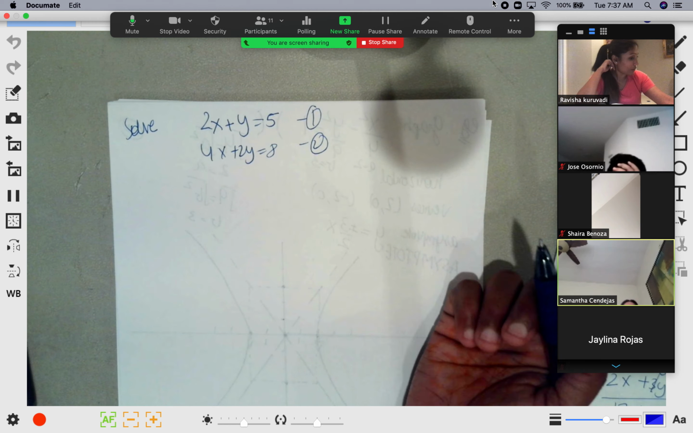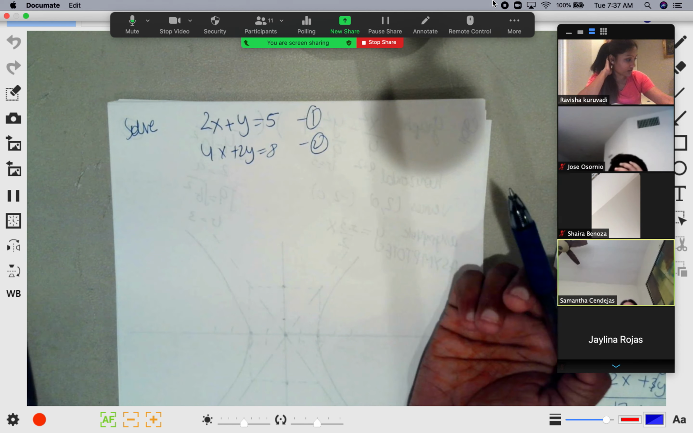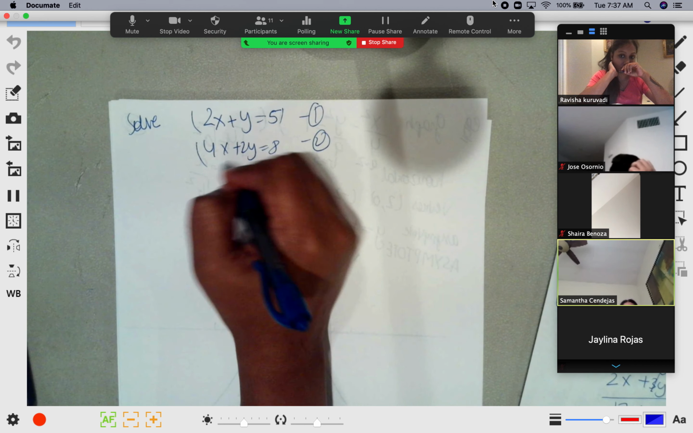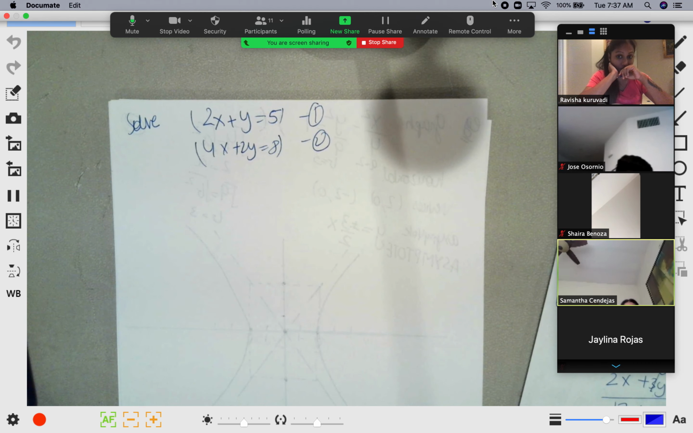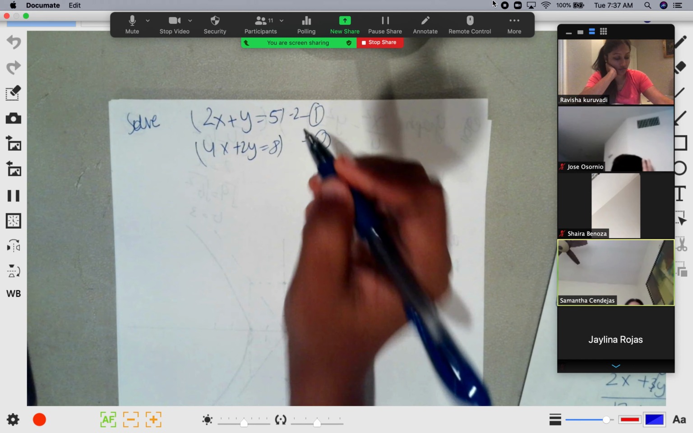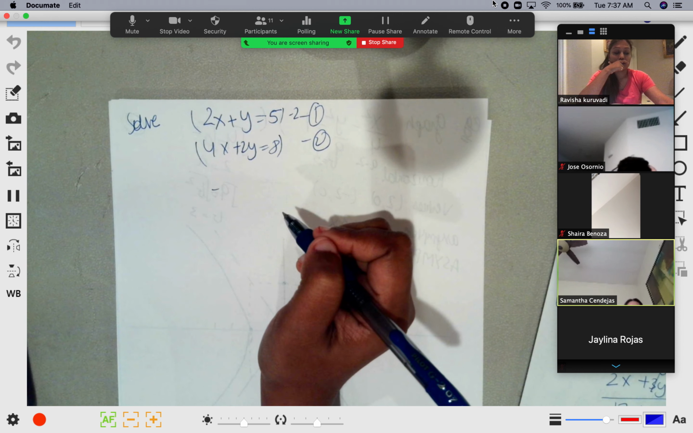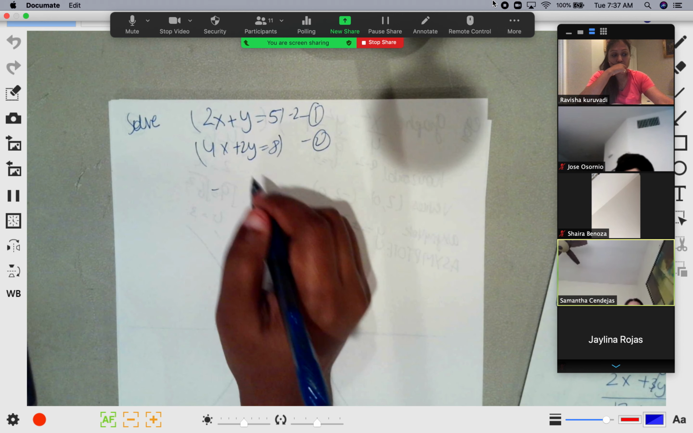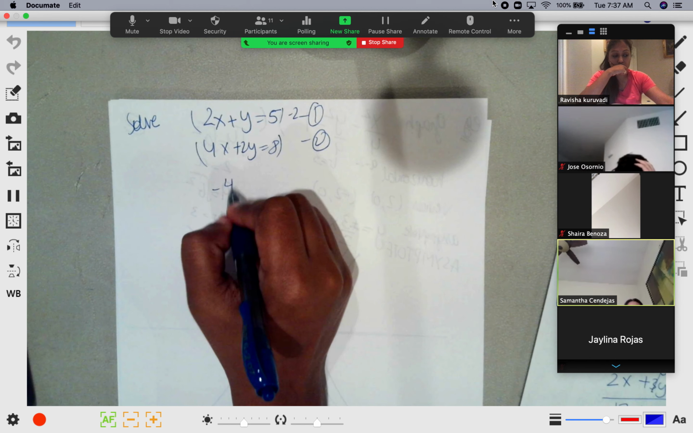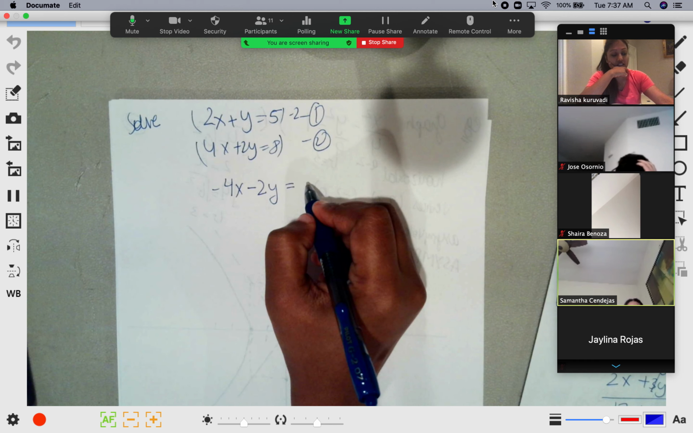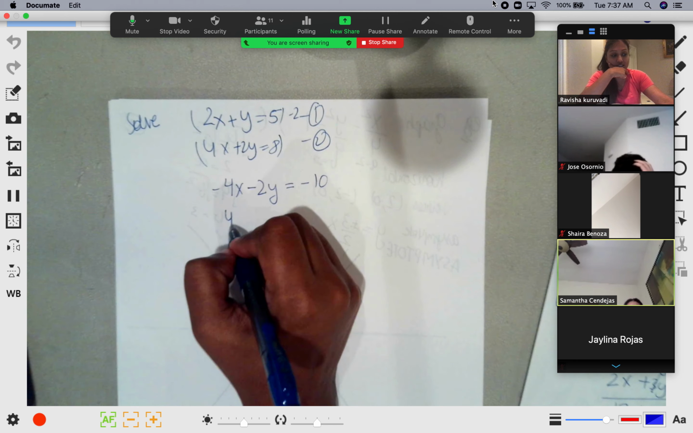Is it in standard form? Yes. That's right. What should I multiply the first equation with? I'm gonna choose the first equation and multiply by negative 2. Okay, perfect. You're trying to eliminate y. So you get negative 4x, and then negative 2y equals negative 10. And the second equation, you just had 4x plus 2y is equal to 8.